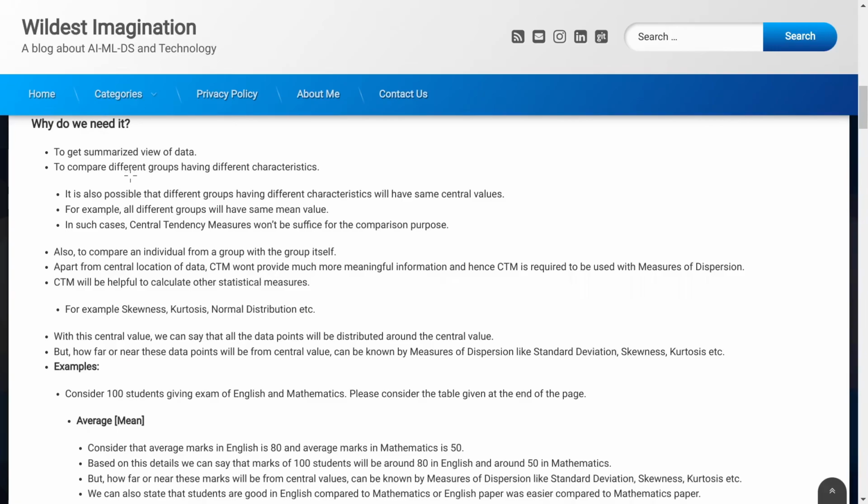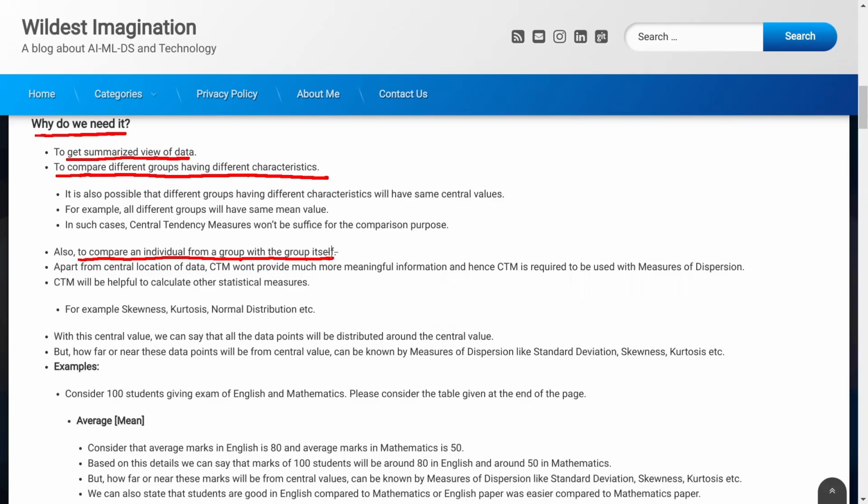Now let's see why we need these central tendency measures. There are basically three reasons. First is to get a summarized overview of all the data points. Second is to compare different groups having different characteristics. And third is to compare an individual from a group with the group itself. So these are the three requirements where central tendency measures will be required.